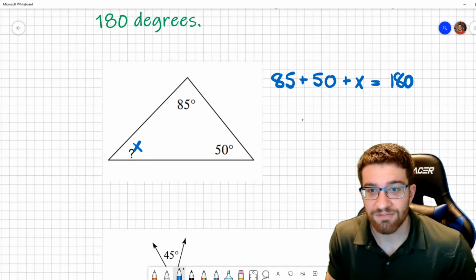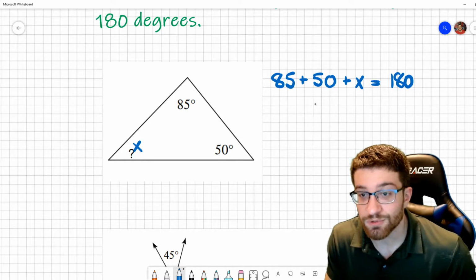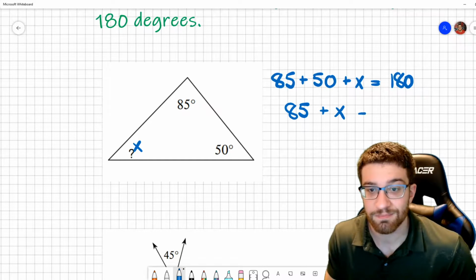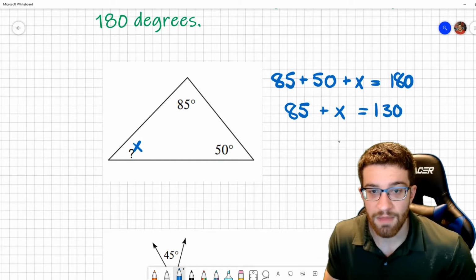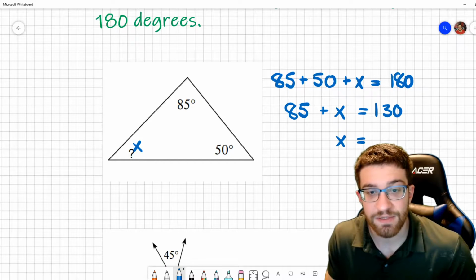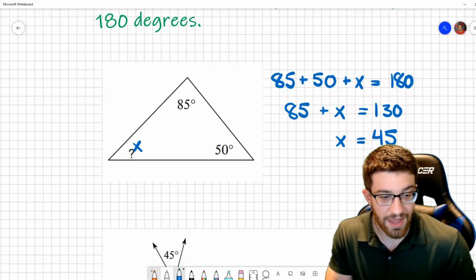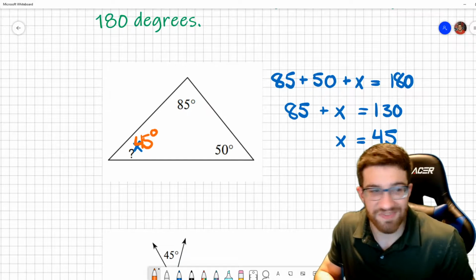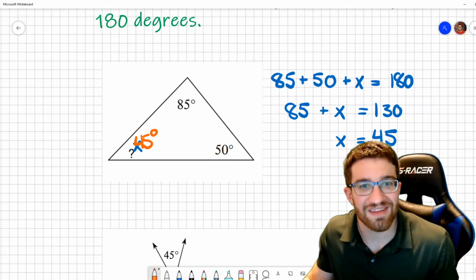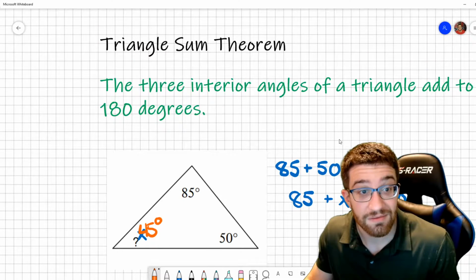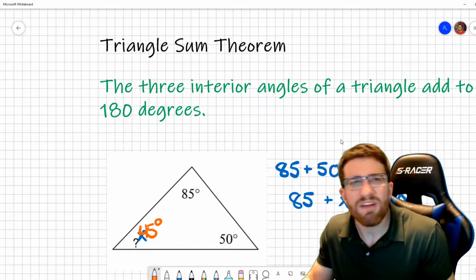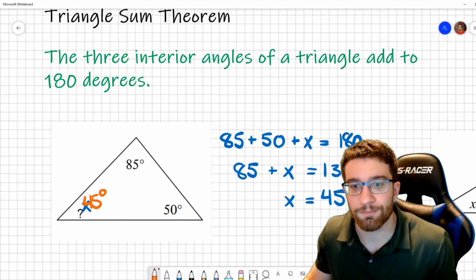And then we just have to combine first or subtract each of these off individually. I'll subtract 50 from both sides, and then subtract 85 from both sides. And it looks like we are left with x equals 45 degrees, telling us that this missing angle is 45 degrees. So this is a pretty basic application of what we call the Triangle Sum Theorem, that the three angles add up to 180 degrees. But we have a couple more complicated ones as well.